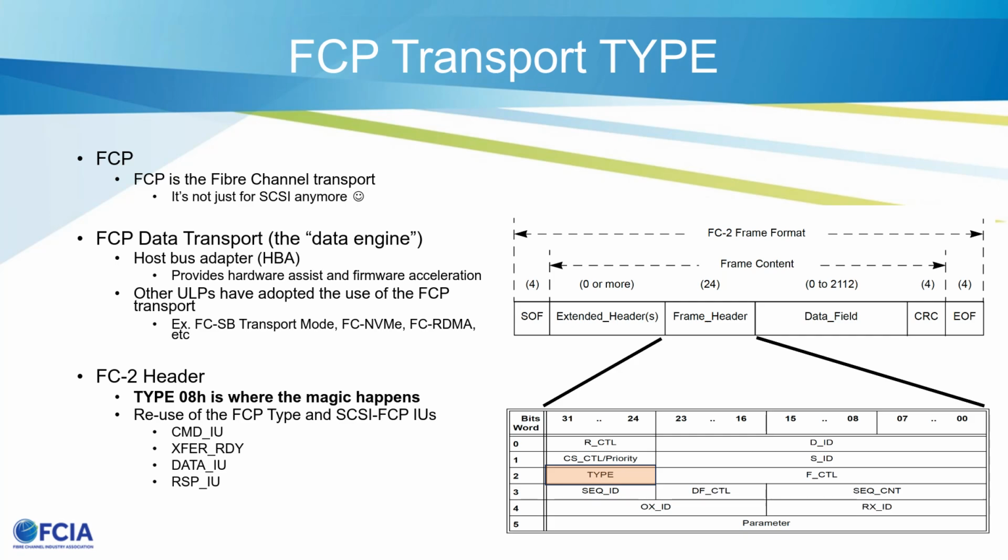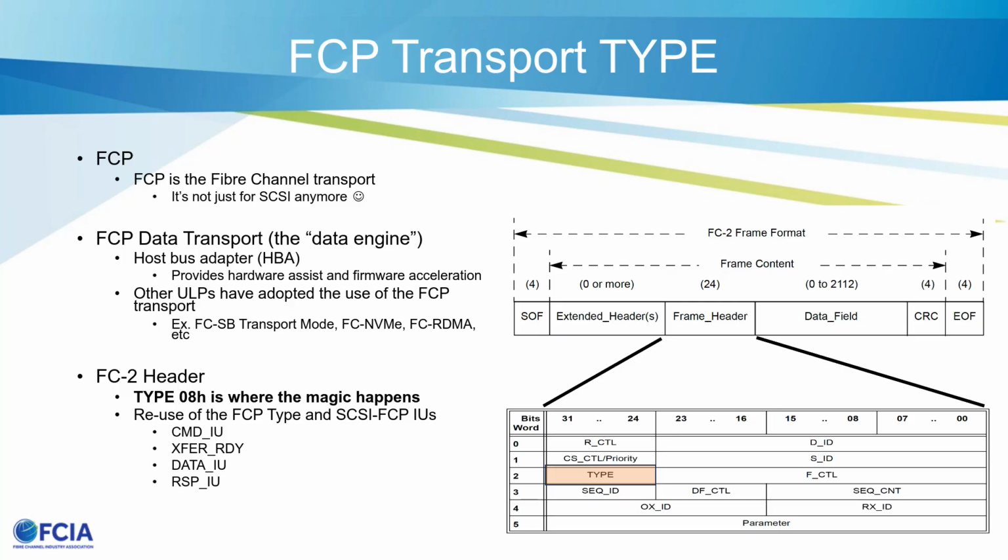Other ULPs, such as FICON, noted here as the FCSB, which stands for single byte, and what we're looking at here is the transport mode, which happens to be also known as high performance FICON. There's also NVMe and RDMA as upper layer protocols that have taken advantage of this capability. By setting the type to 8, this is what triggers the hardware and the firmware engines to be able to drive the data movement operations into hardware so that they're quite fast.